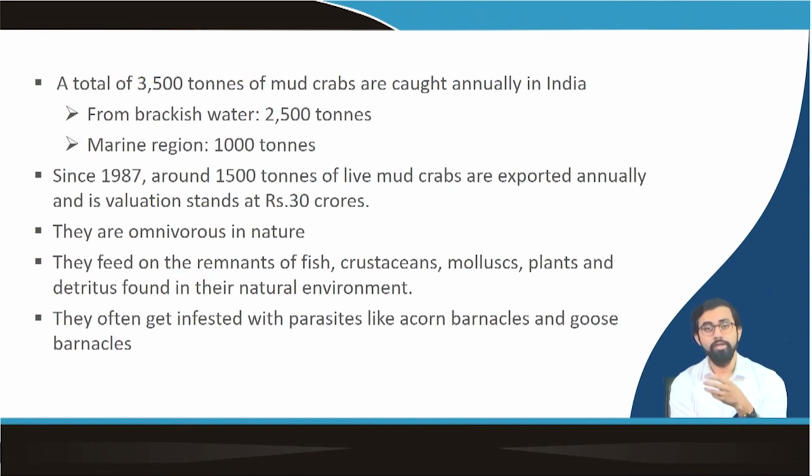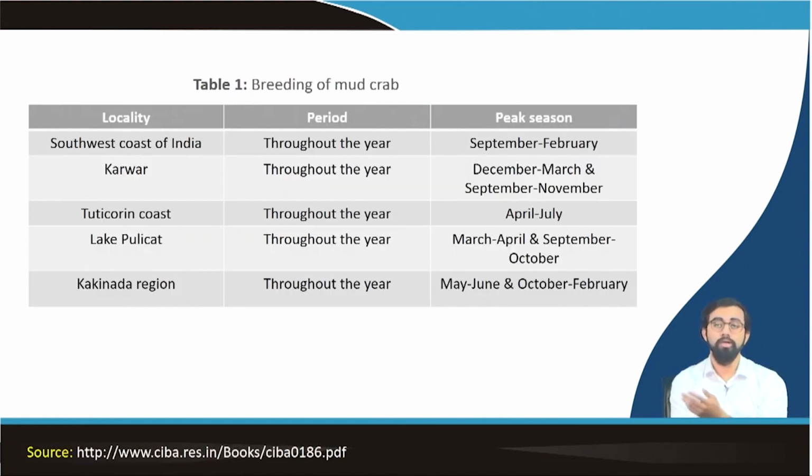There are some problems associated with this kind of farming as well, because they can be easily infested by parasites like acorn barnacles and goose barnacles. But there are procedures to get rid of them, troubleshooting, or I would say disease controlling systems that are available.